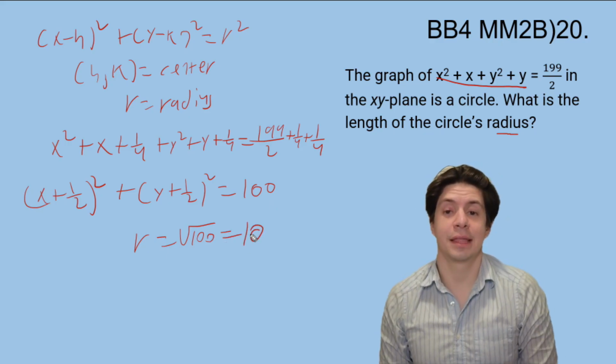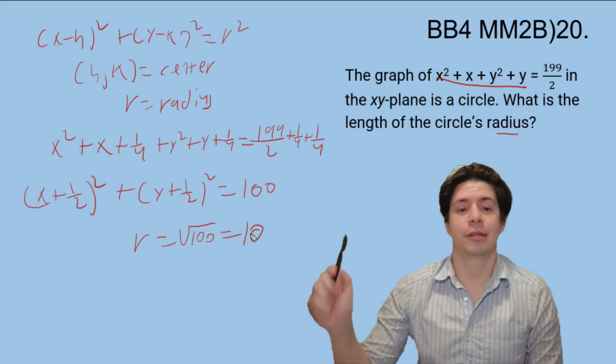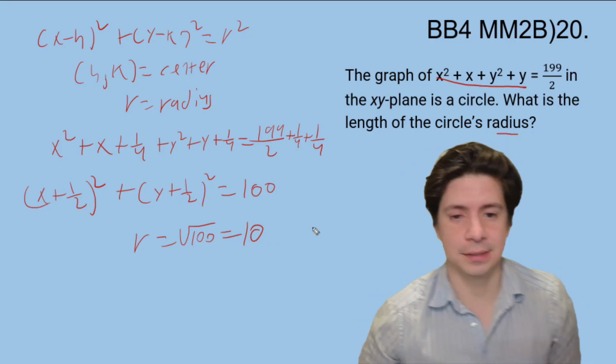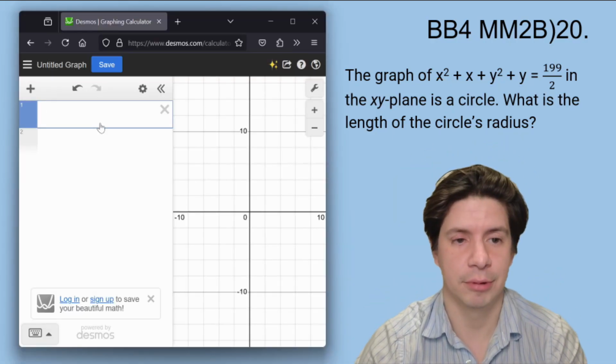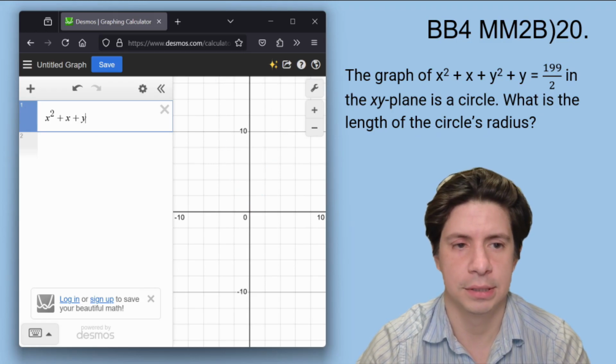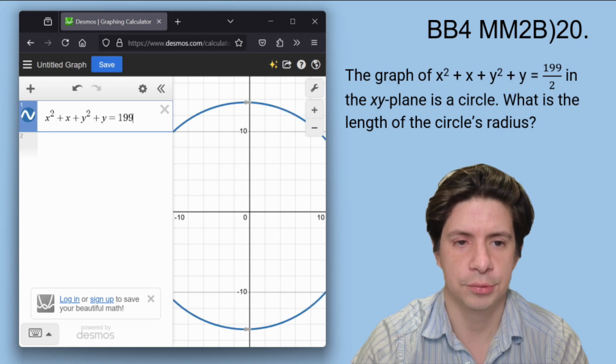And that's our answer like this, which I love. This is my preferred way to do it. But people love Desmos, and I'm going to show you how to do it on Desmos in just a second. Okay, so if we're going to do it on Desmos, right, we put in the equation, x squared plus x plus y squared plus y equals 199 over 2.